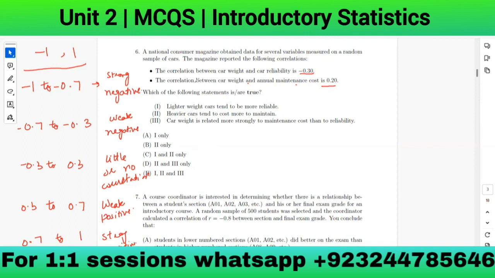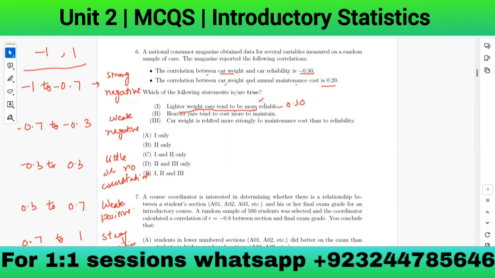They are talking about lighter weighted cars tending to be more reliable. So correlation between the car weight and car reliability is minus 0.30. So the correlation is negative and the magnitude is 0.30. It means weight of the car decreases as the reliability increases. So lightweight cars tend to be more reliable. So it's true.